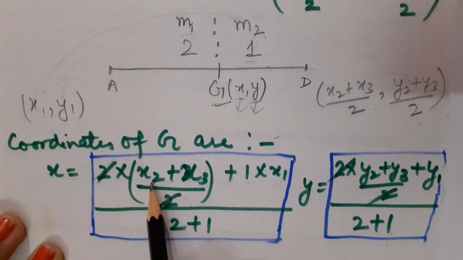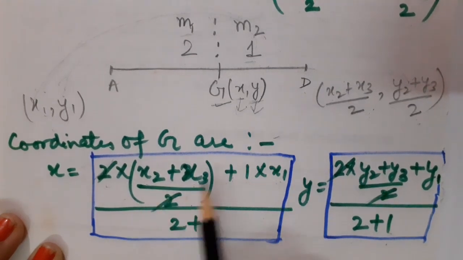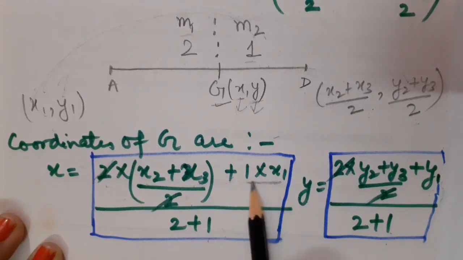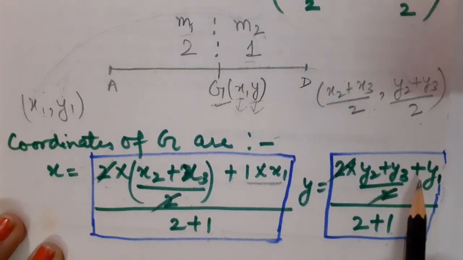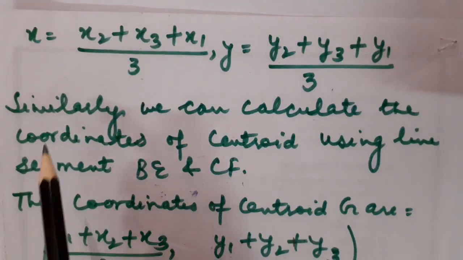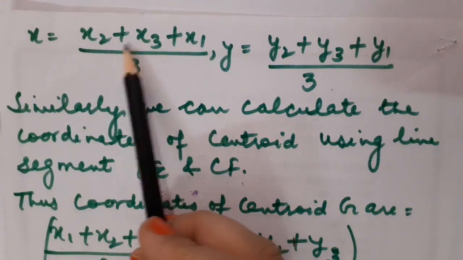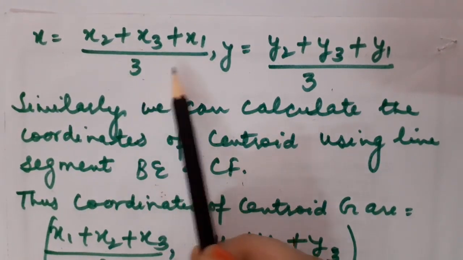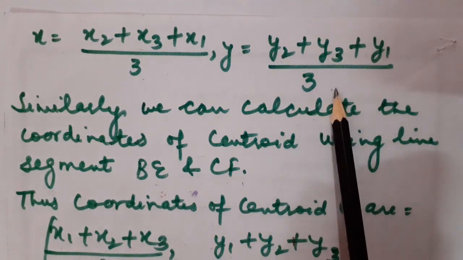So children, I have got (x2 plus x3) into 1, that is x2 plus x3, plus x1, because 1 into x1 will again give you x1, divided by 3. And y is equal to (y2 plus y3 plus y1) divided by 3. Fine, students. So the coordinates of the centroid point of a triangle are x is equal to (x2 plus x3 plus x1) upon 3, y is equal to (y2 plus y3 plus y1) upon 3.